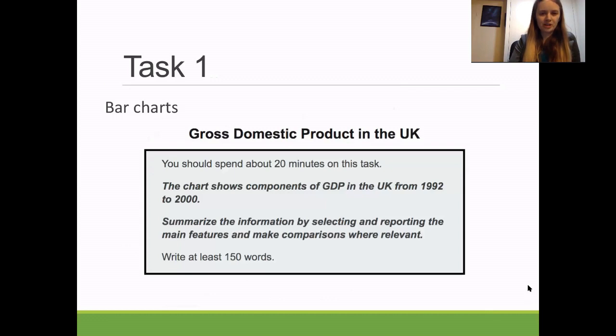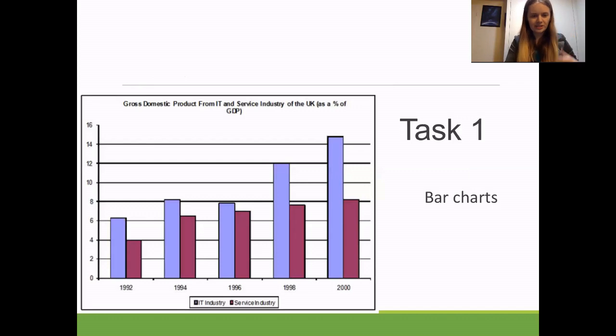Another bar chart example is showing components of GDP in the UK from 1992 to 2000. And again, it says summarize the information by selecting and reporting the main features and make comparisons where relevant. So this is another bar chart, and we've already seen a bar chart, but they're very common, so you should be comfortable reading charts like this.